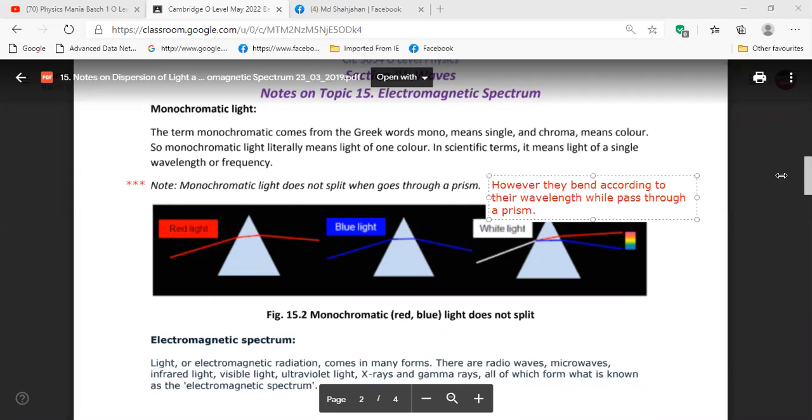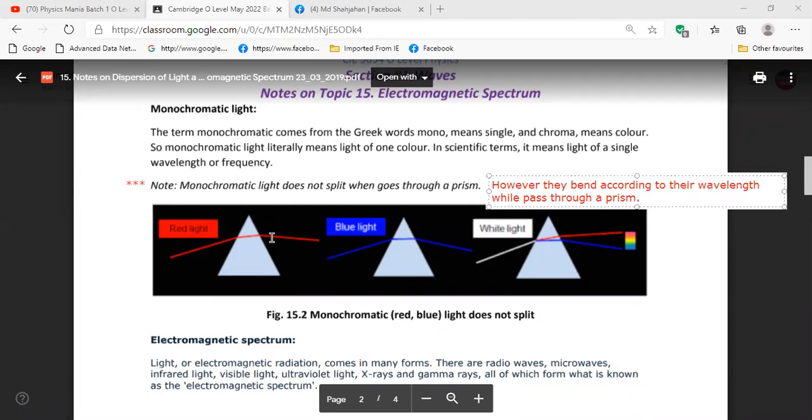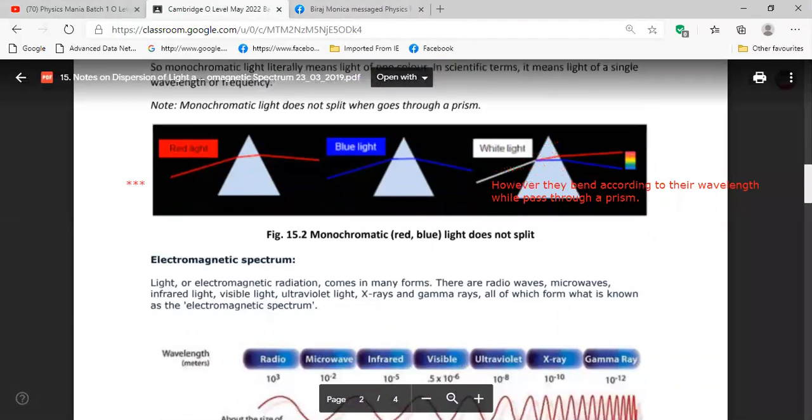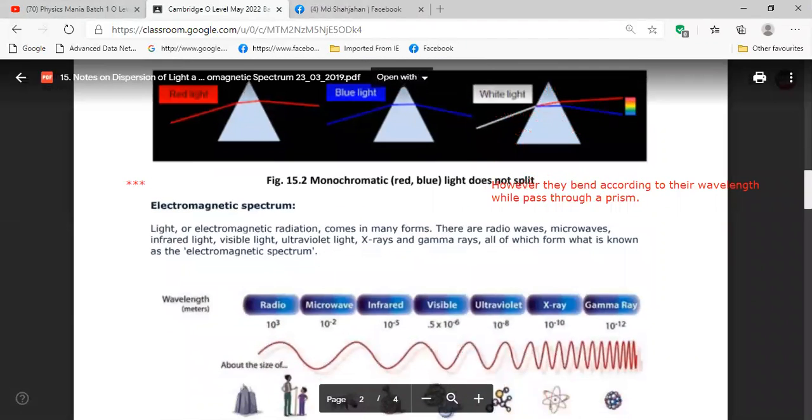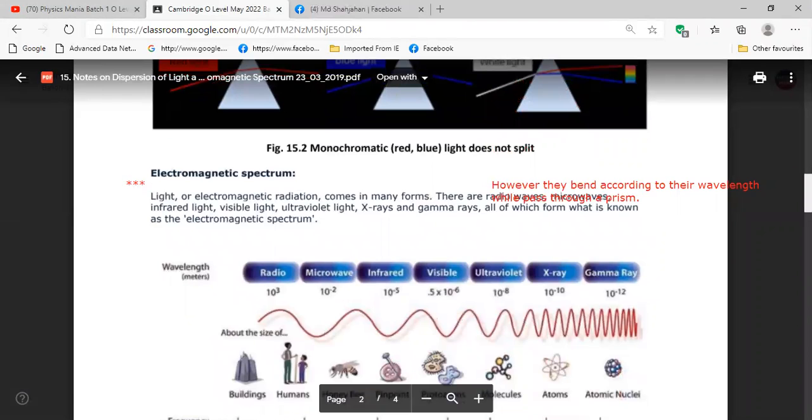So this one we understand from this diagram. According to their wavelength, they are bending. Okay. So done. This part is also done. Now electromagnetic spectrum. We are going to understand it from here. Electromagnetic spectrum.